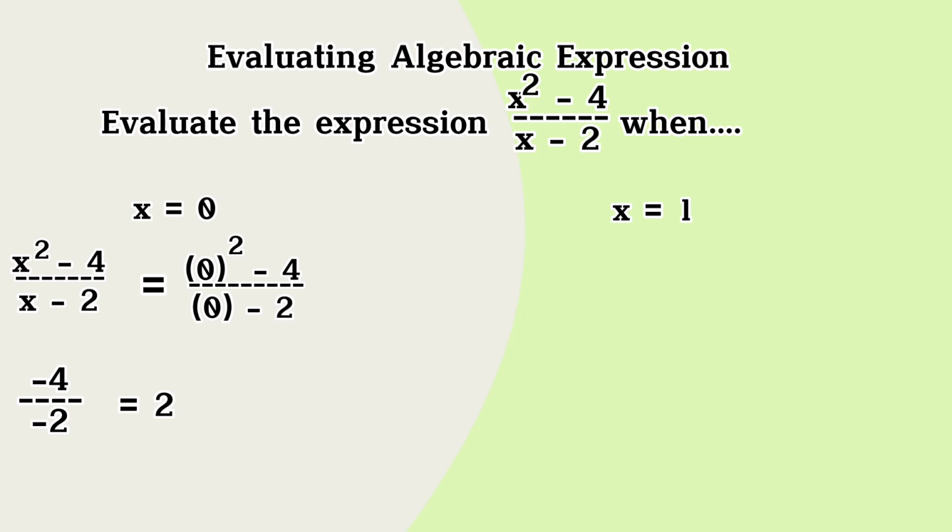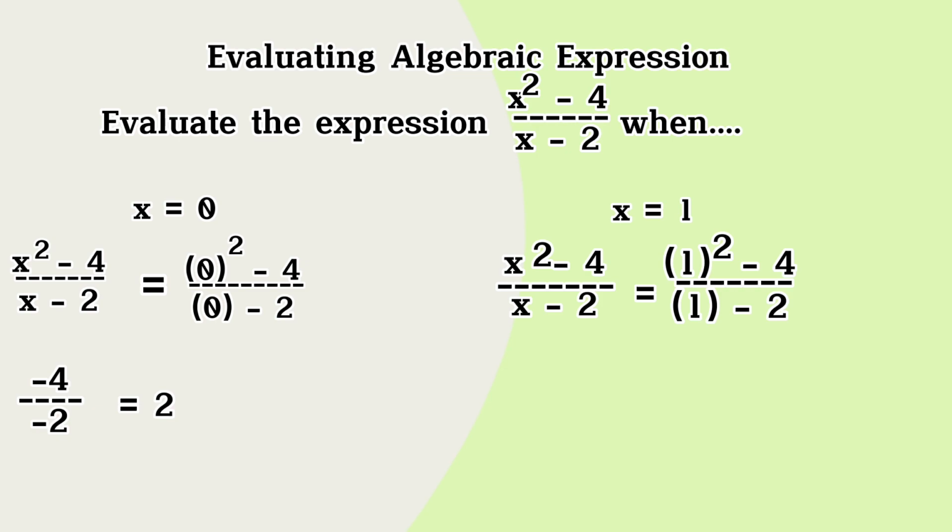So, sa when x is 1, ganun din yung gawin natin sa ginawa natin sa when x is 0. So, i-substitute natin yung 1 sa x. So, 1 squared minus 4 all over 1 minus 2. So, 1 times 1 equals 1. So, 1 minus 4 is equal to negative 3. Then, 1 minus 2 is equal to negative 1. So, kung i-simplify natin ito, magiging positive 3 yung sagot natin. So, ito yung sagot natin sa when x is 1.